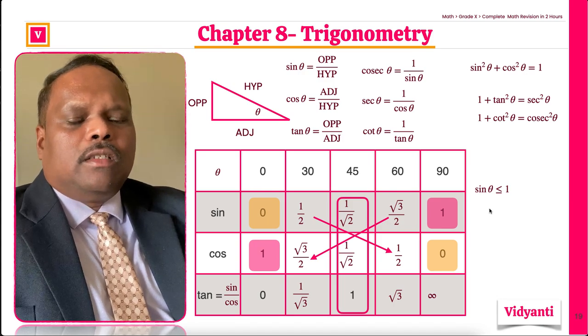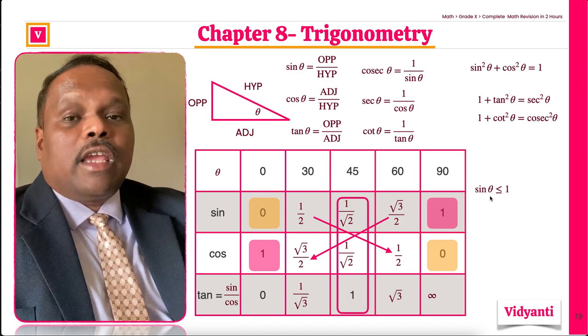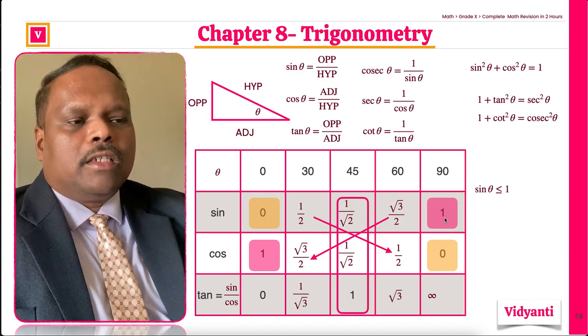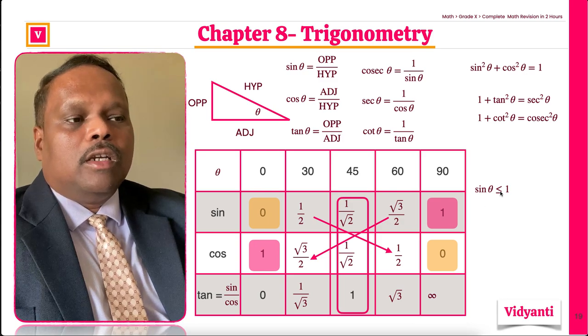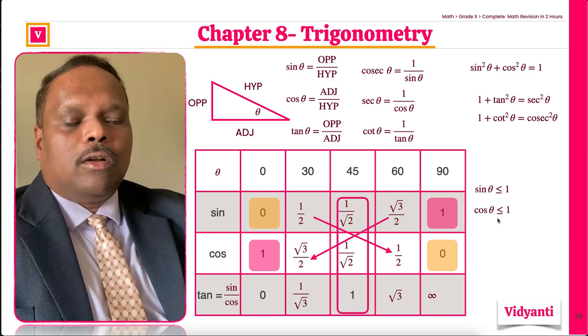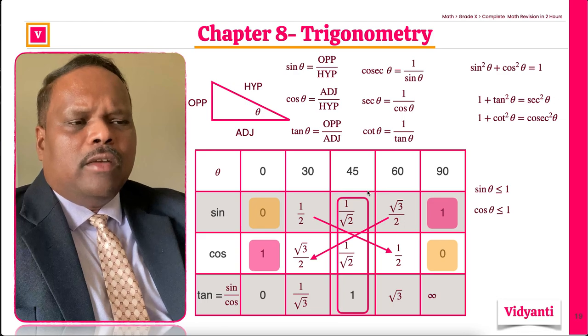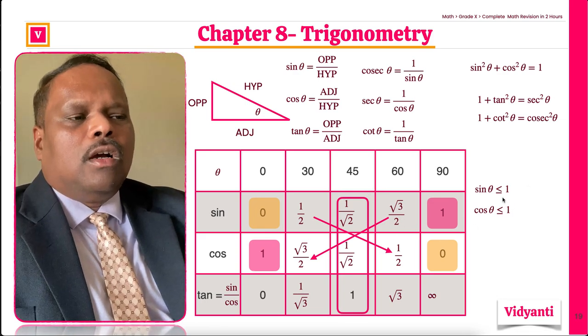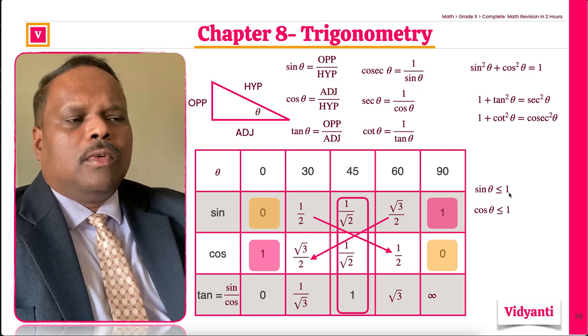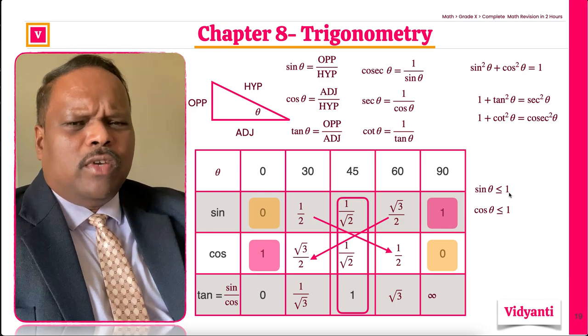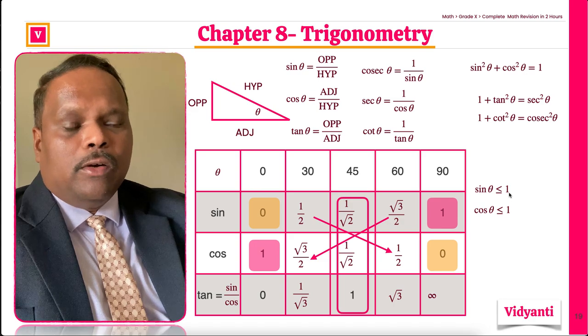Sin theta is always less than or equal to 1. Sin theta cannot exceed 1. It can be 1 in the extreme case, which is 90 degrees, but it cannot be 1.1. Similarly, cos theta also cannot be greater. Sin theta and cos theta can be negative, but you are dealing with only positive values. So in your case, it will be between 0 and 1, extreme values included.